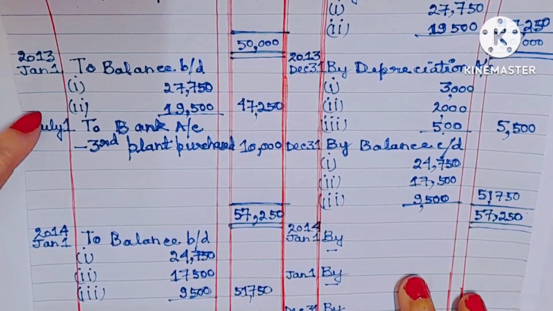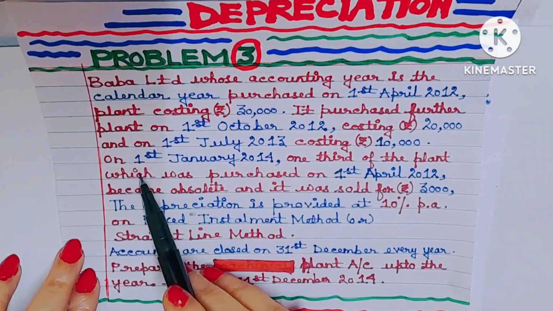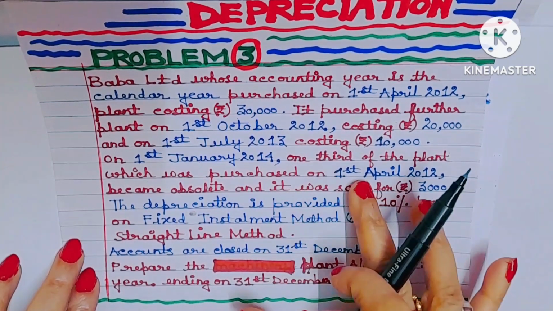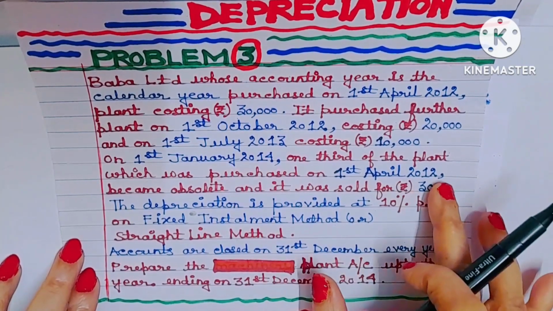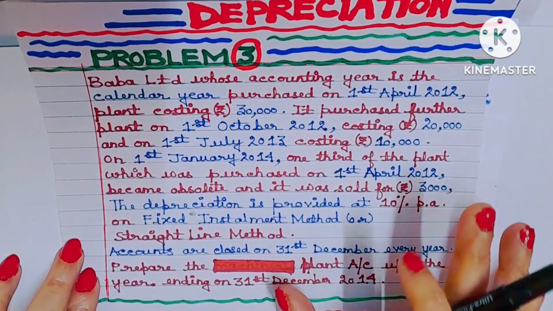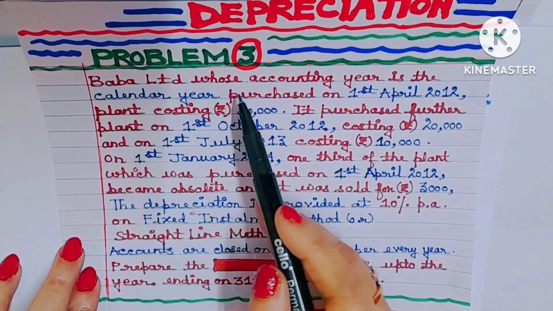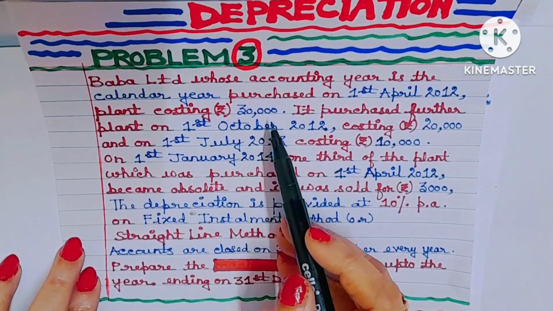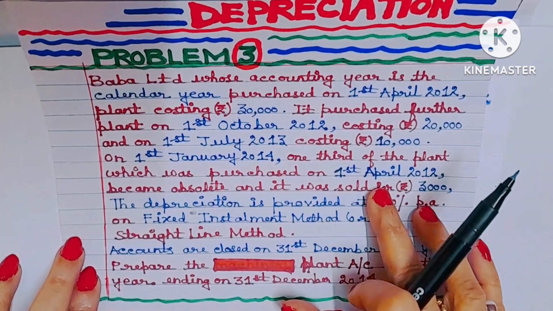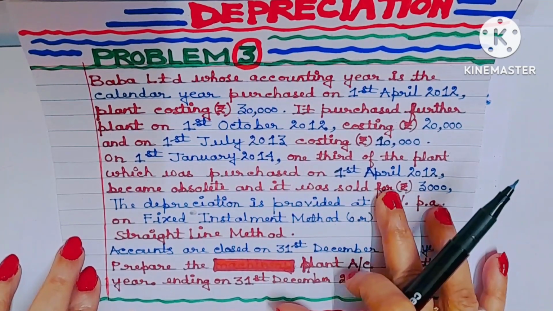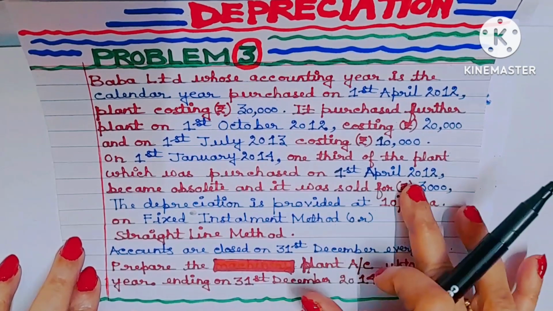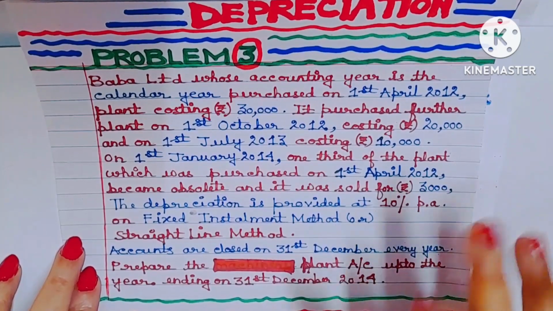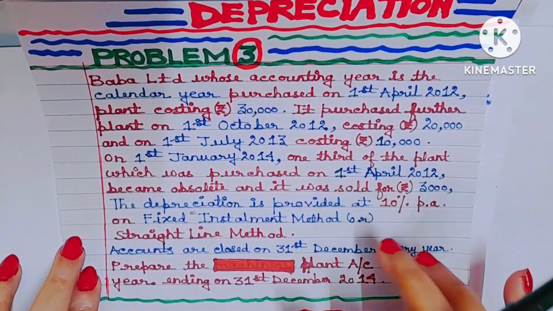Understood? Now let's go through the problem. See, on 1st January 2014, 1/3 of the plant, not the whole plant, 1/3 of the plant which was purchased on 1st April 2012. Which plant was purchased on 1st April 2012? See, Baba Limited, whose accounting year is the calendar year, purchased on 1st April 2012 plant costing rupees 30,000. That is the first plant. They have not mentioned "first plant" here, but by seeing the date you have to understand which plant was purchased on 1st April 2012. First plant. You have to understand seeing the date of purchase.